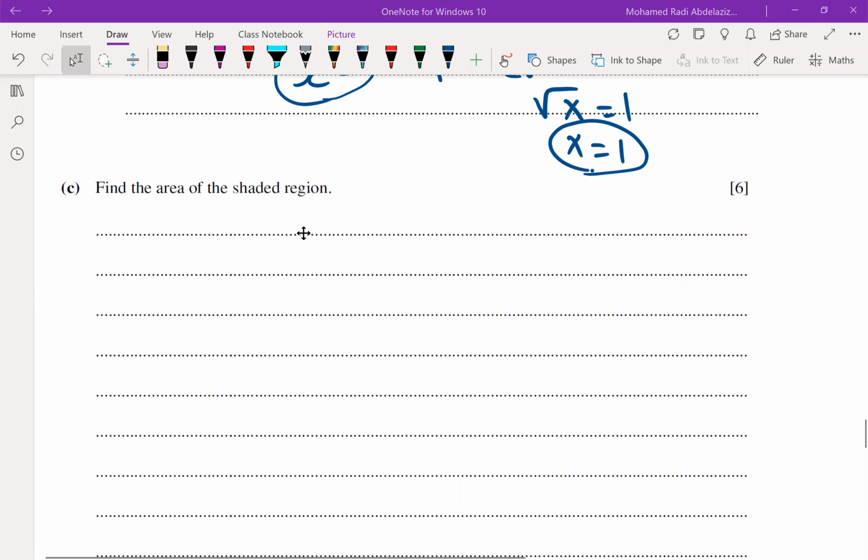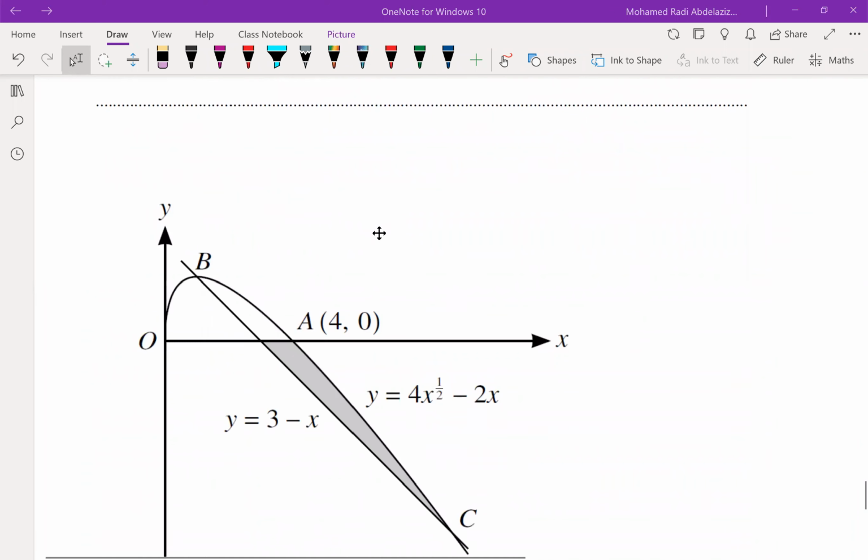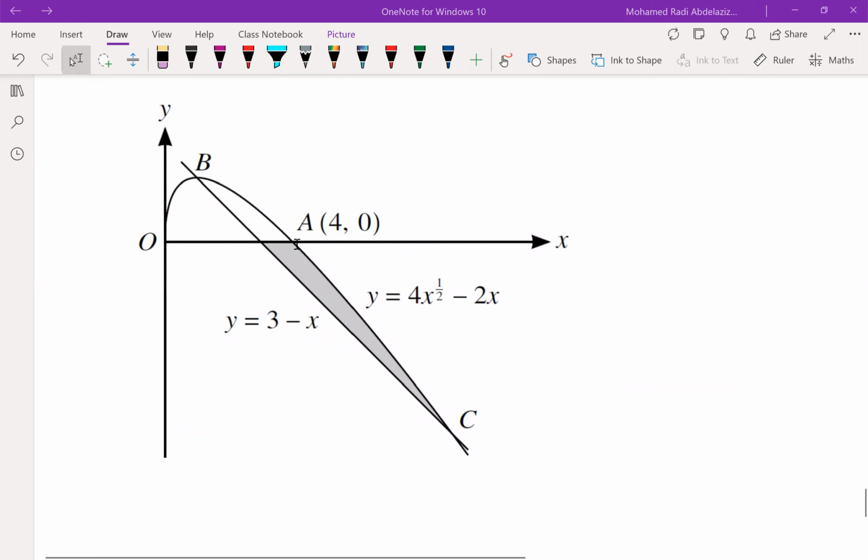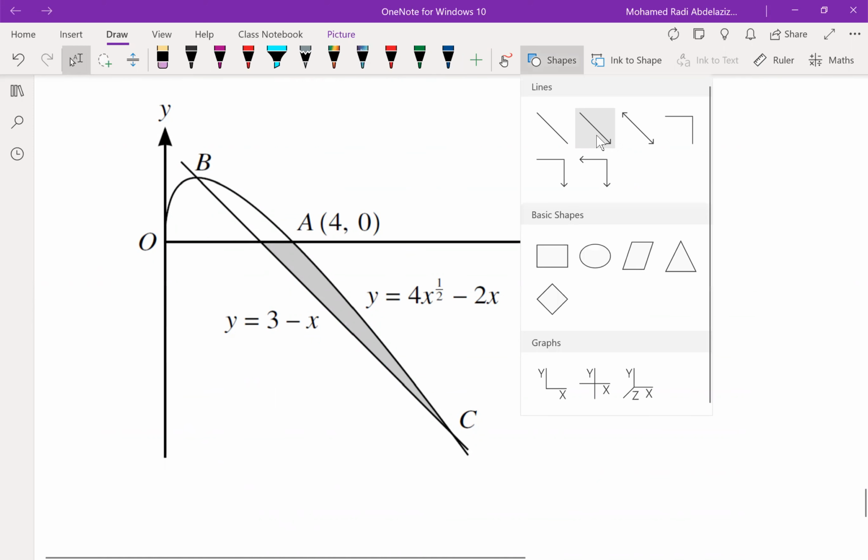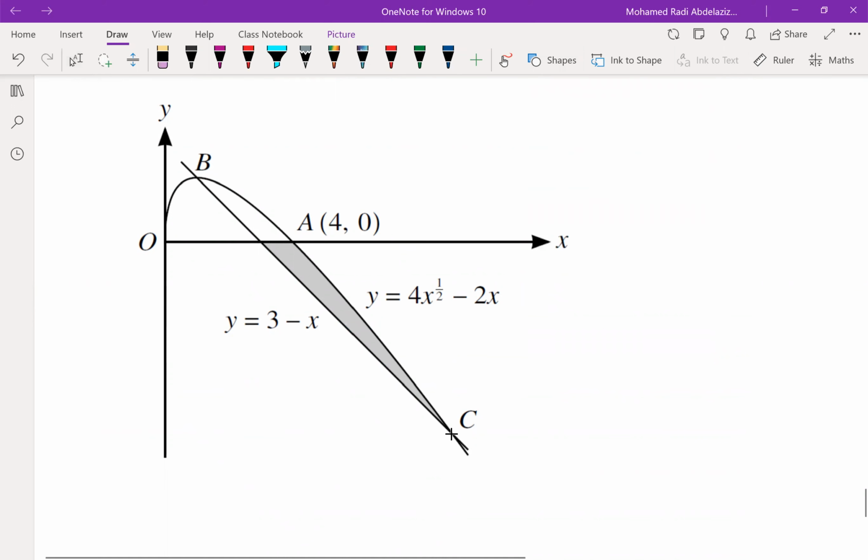Part C, find the area of the shaded region. How to find the area of the shaded region? You have to show the limits from this point. As we know, it's now 9. And starting from this point. This point represents the intersection of the line with x-axis, and this point represents the intersection of the curve with x-axis.